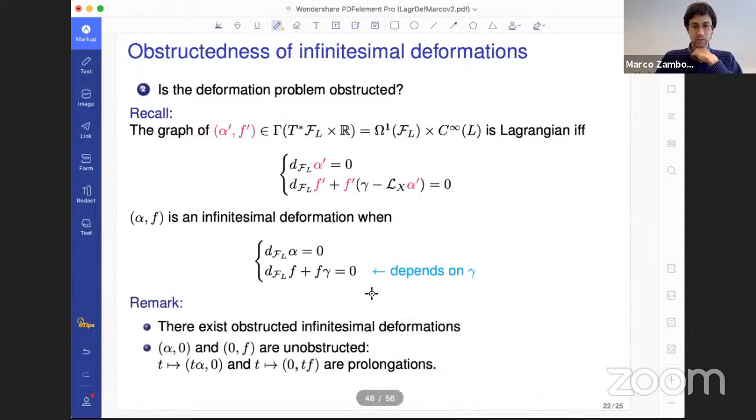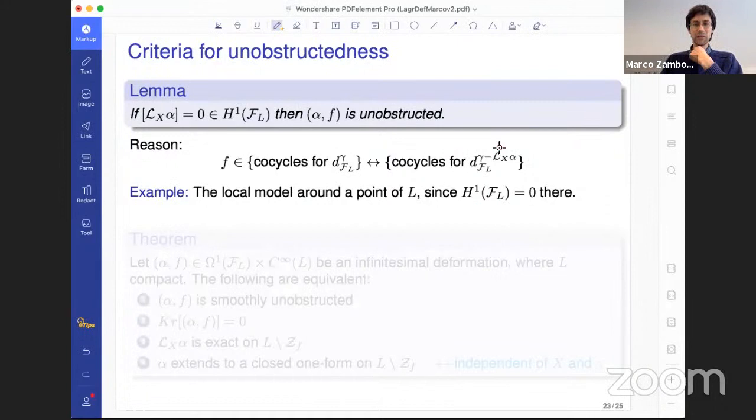So there do exist obstructed infinitesimal deformations. Two simple cases of unobstructed deformations are when one of the two slots is zero. Because this system here is almost linear, or behaves like a linear system, you can easily find prolongations, paths of Maurer-Cartan elements with the given velocities. So what happens in general? Probably the key lemma is this one, and it has a conceptual explanation.